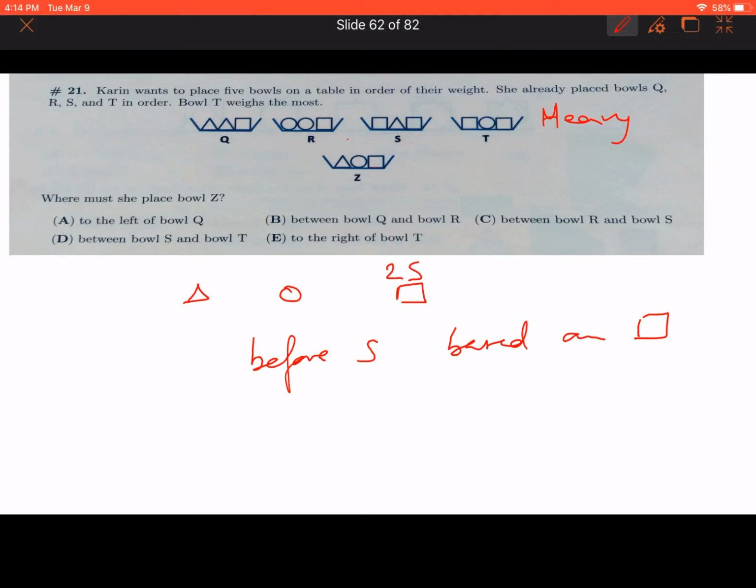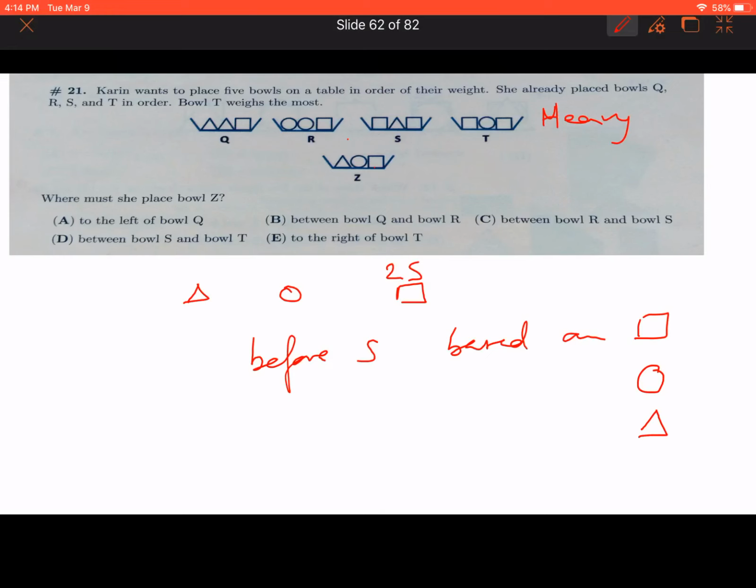Then the heaviest one has 1 circle. The next heaviest is having a triangle, and then R has 2 circles and then 2 triangles, right? So that means the circle is heavier, but it is not heavier than the 2 squares. Triangle is heavier, but it is not heavier than the circle. So circle is the next heavier thing, and triangle is the next heavier thing.